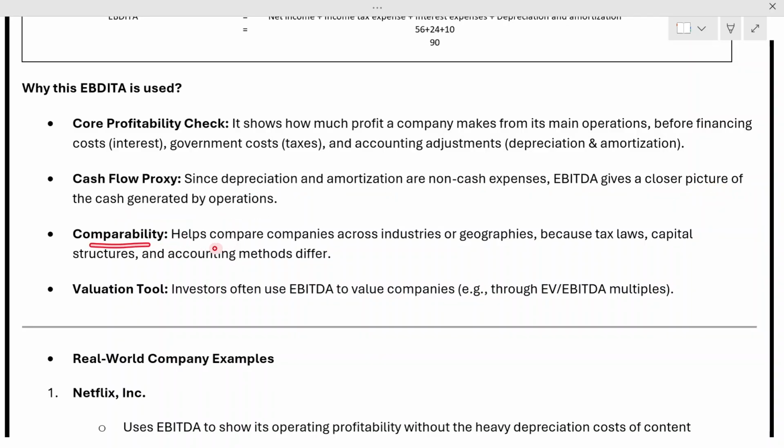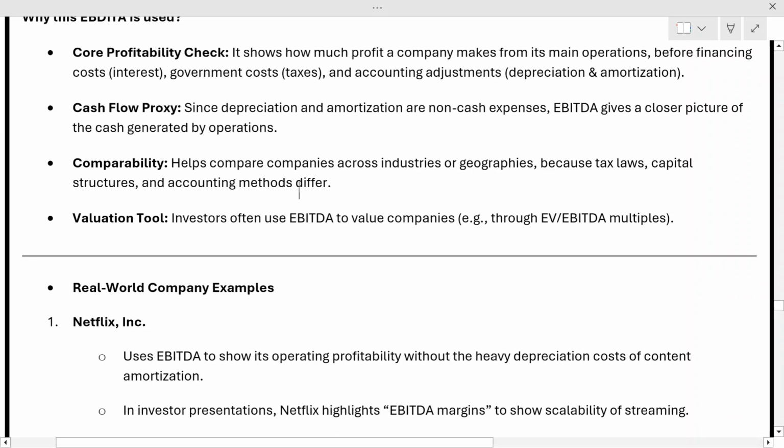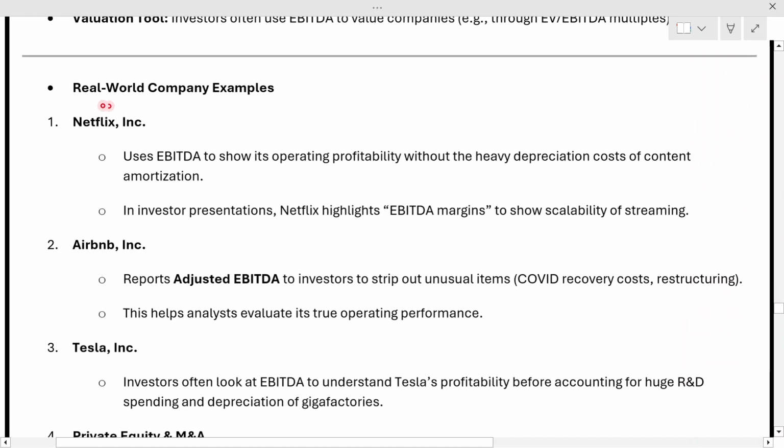Comparability can be done, it helps companies compare across industries and geographies. And finally, this is a valuation tool. Investors often use EBITDA to value companies. Valuation is generally done by enterprise value to EBITDA multiples, or there are some other valuation methods, but that is being used by investors. Now let's see some real world examples where these are used.